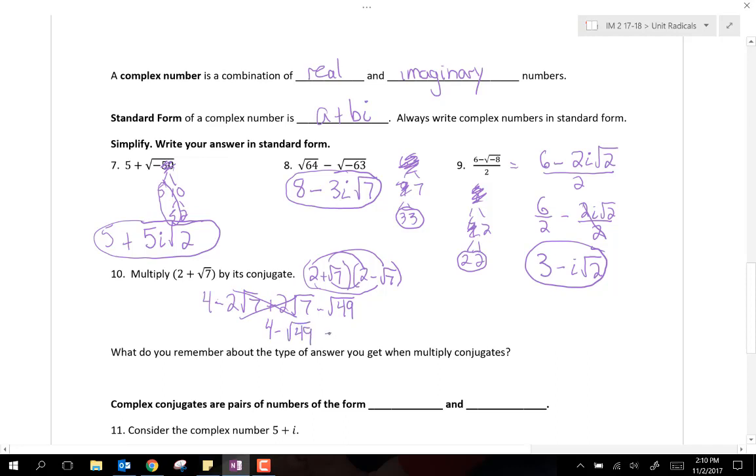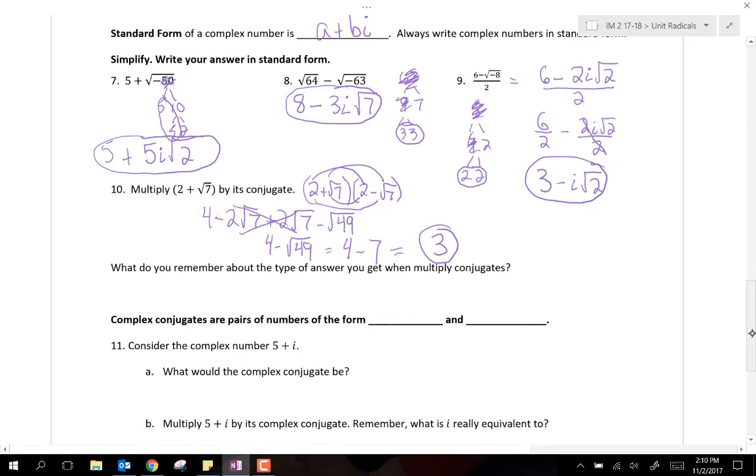Square root of 49 is 7. So it's 4 minus 7, which gives us a grand total of negative 3. So what do you remember about the type of answer you get when you multiply conjugates? The answer is an integer, a whole number.